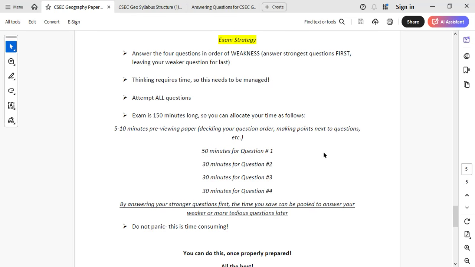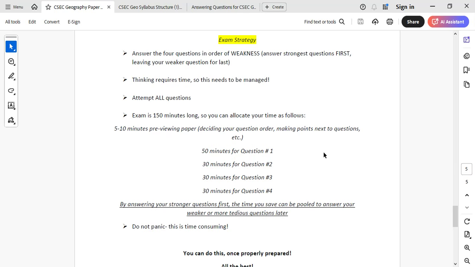Attempt all questions. It is better to at least attempt each of the 4 questions than trying to go question 1, then question 2, because sometimes, because of the thinking and the time being used, you might only end up finishing 1 and 2, but you didn't finish question 3 and you didn't do question 4. Because remember, each question is testing each of the 3 skills.